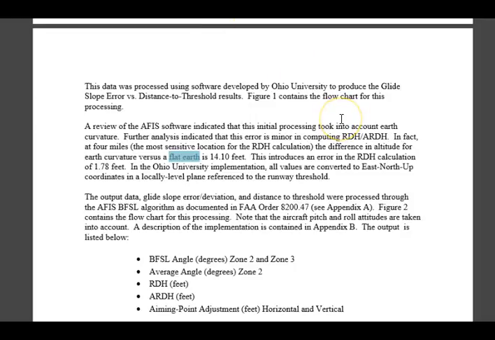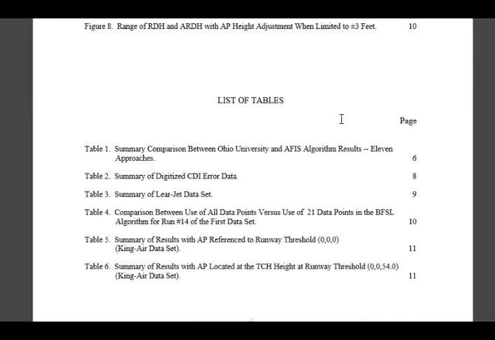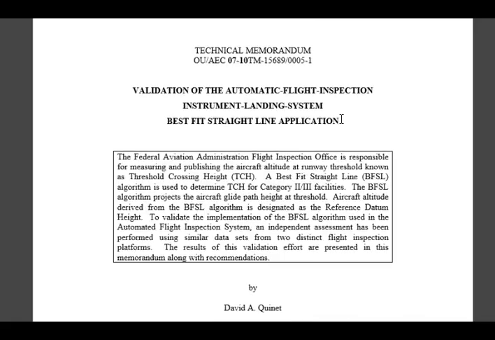Okie dokie. So I said I was going to be fair and balanced, right? So let me tell you what this document is. This document, another FAA document, Federal Aviation Administration Flight Inspection Office. Okay? Validation of the Automatic Flight Inspection Instrument Landing System Best Fit Straight Line Application.